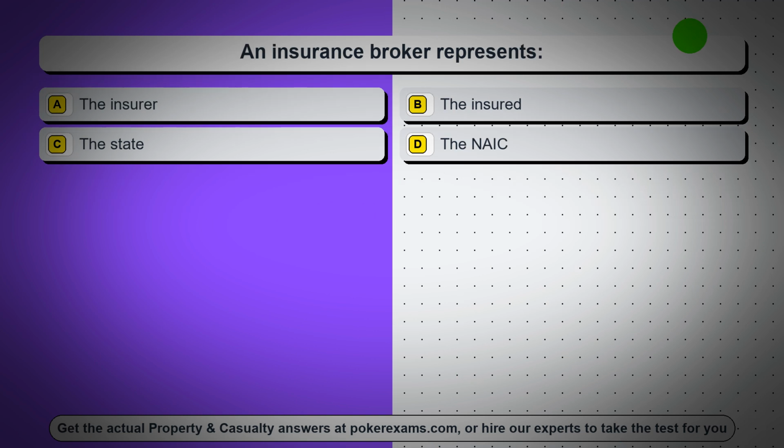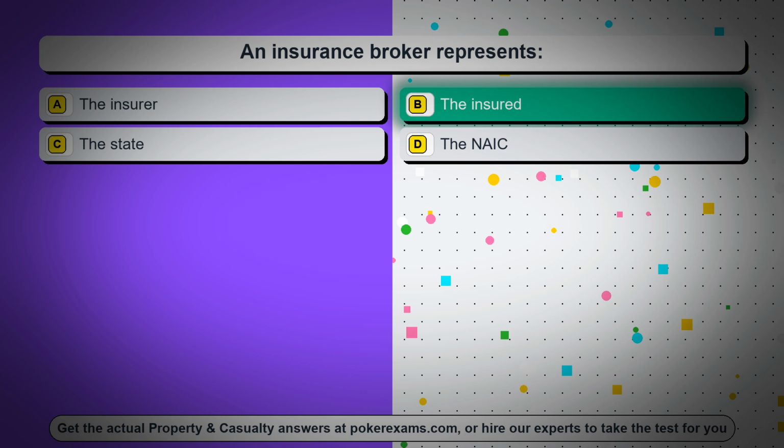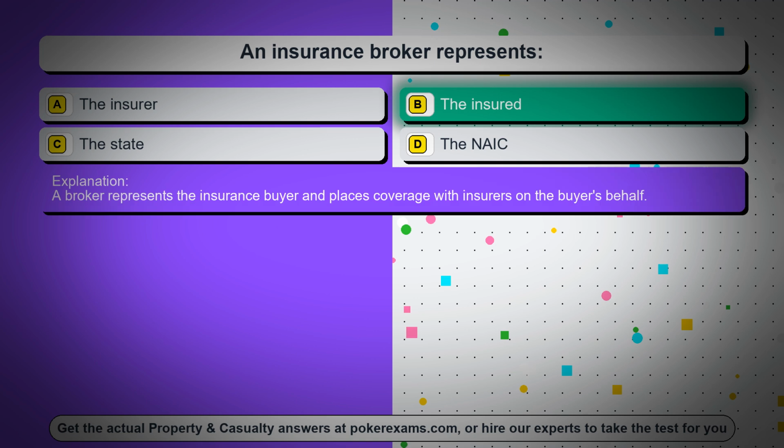Question 41. An insurance broker represents, option A, the insurer, option B, the insured, option C, the state, option D, the NAIC. The correct answer is option B, the insured. A broker represents the insurance buyer and places coverage with insurers on the buyer's behalf.